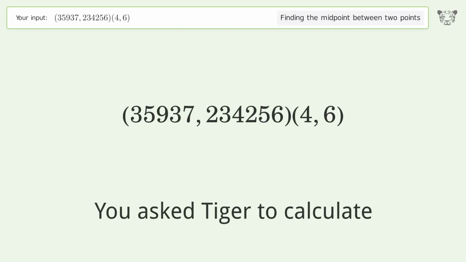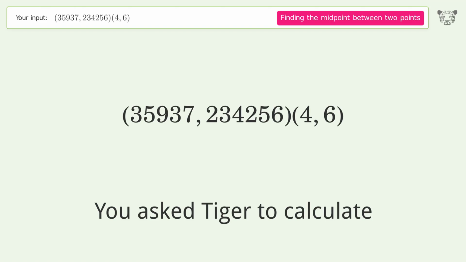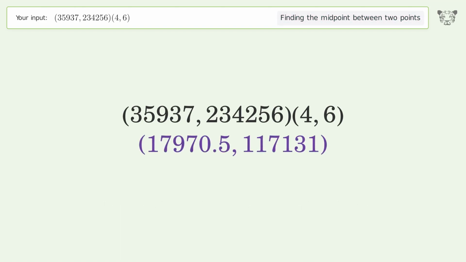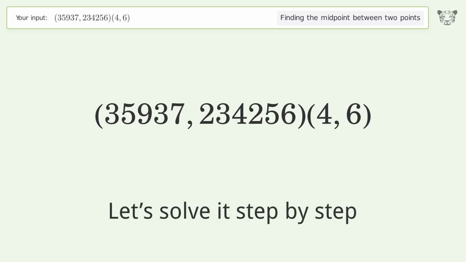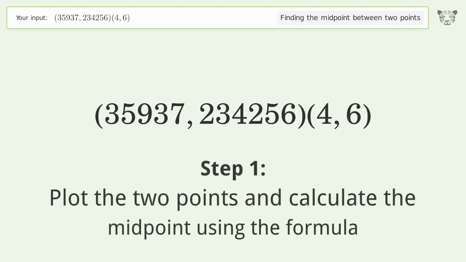You ask Tiger to calculate. This deals with finding the midpoint between 2 points. The midpoint between the 2 points is 17,970.5, 117,131. Let's solve it step by step. Plot the 2 points and calculate the midpoint using the formula.